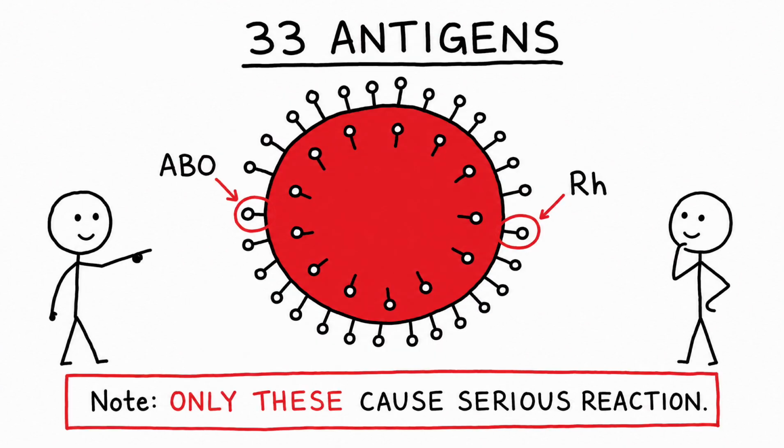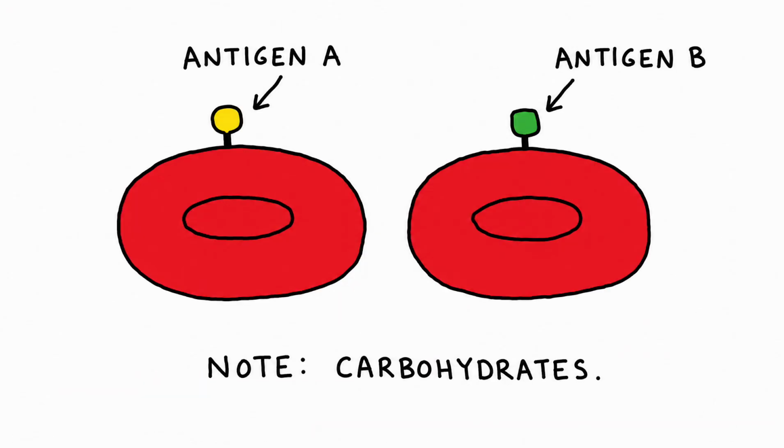There are 33 known antigens on a red blood cell membrane, but only a few can actually evoke a serious transfusion reaction. Only the antigens of the ABO and the Rh groups will evoke a serious transfusion reaction, and that's why we're learning them. Here you can see that the ABO blood groups are based on the presence or absence of two major antigens on a red blood cell membrane: antigen A and antigen B. Antigen A and antigen B are carbohydrates.